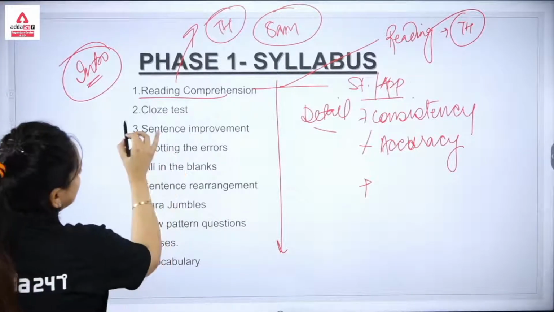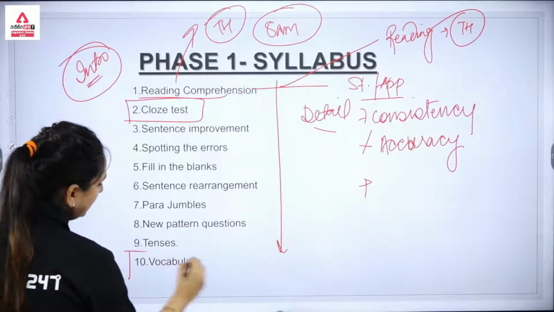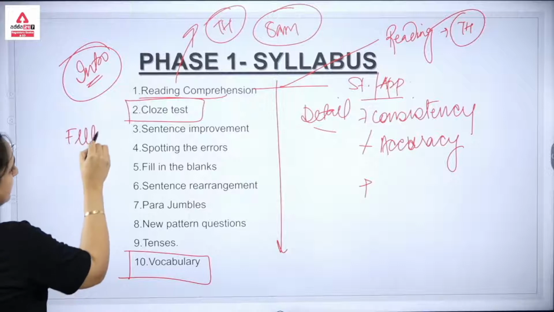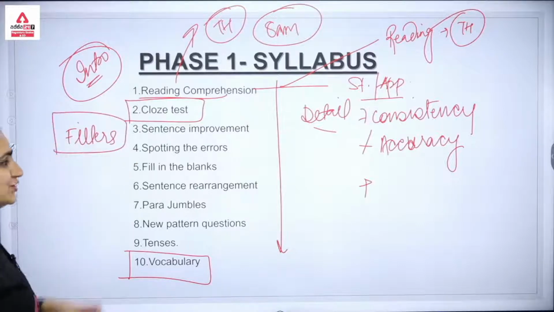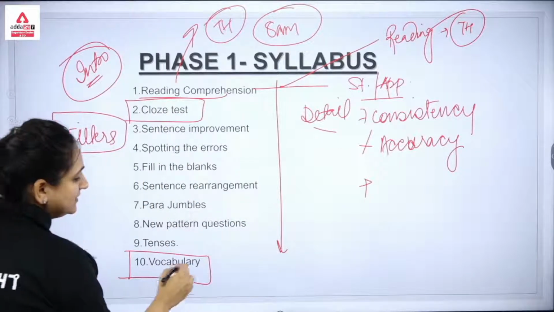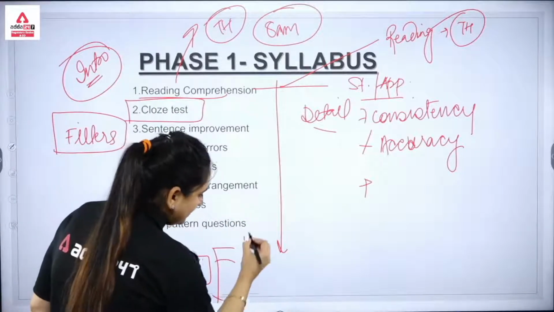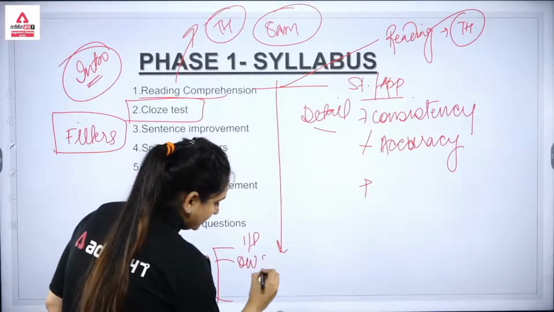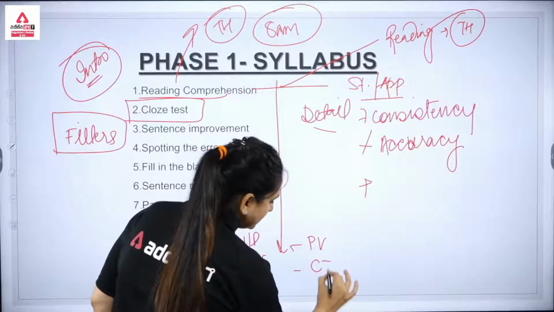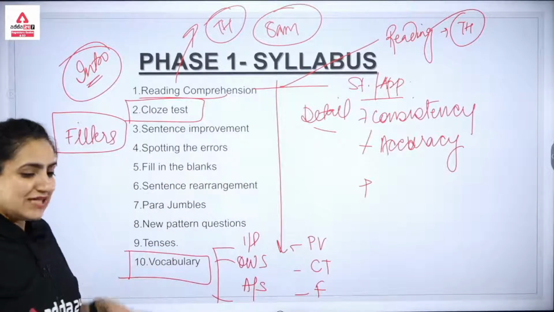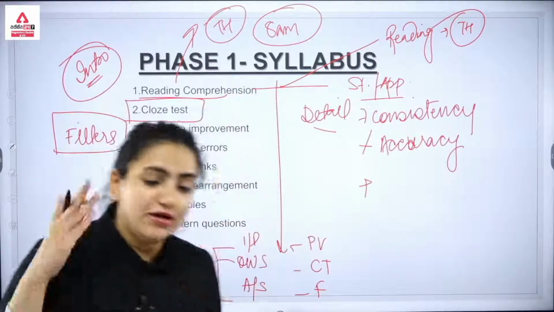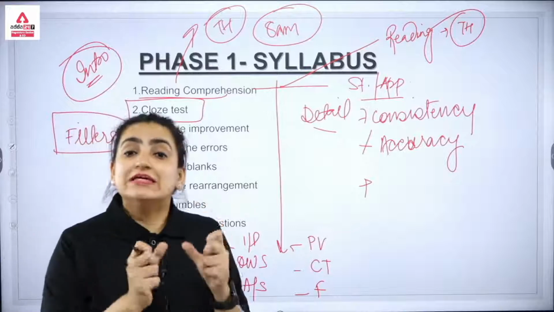Then the next part is the clause test. Now my dear, when we talk about vocabulary, clause test and fillers, this is something which will be covered in your vocabulary itself. Vocabulary will not consist of just 2, 3, 4 things. It will consist of your idioms and phrases, one word substitutions, antonyms and synonyms, phrasal verbs, clause test and fillers, because clause test and fillers will take up those words from the vocabulary which you have to make sure you are very thorough with.